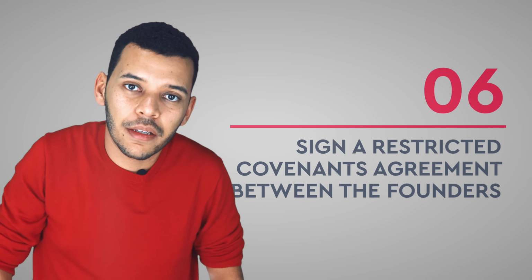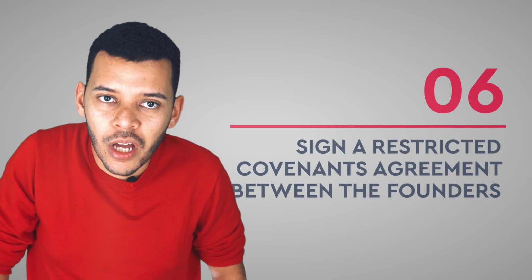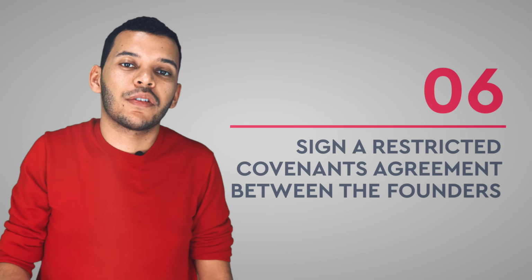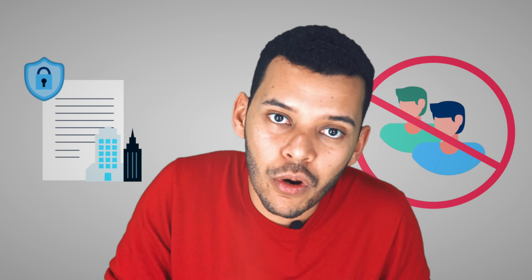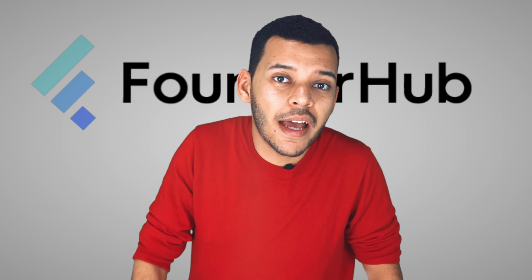Number six, and finally, you'll want to sign a restricted covenants agreement between the founders. This document assigns all intellectual property to the company. It also works as a confidentiality agreement between the founders, and it prohibits them from going to work for a competitor company. It's a standard agreement you need to have to protect yourselves, and your first investors will certainly want to see that in place.